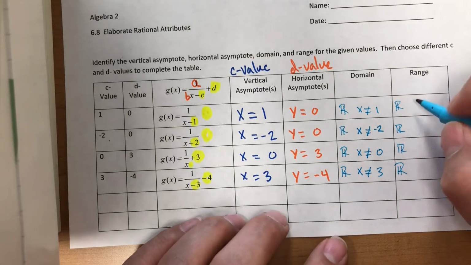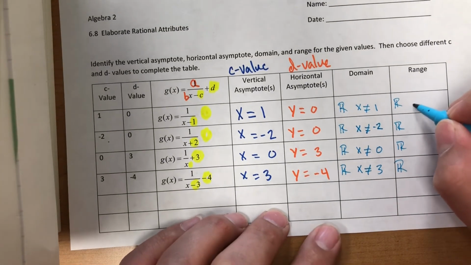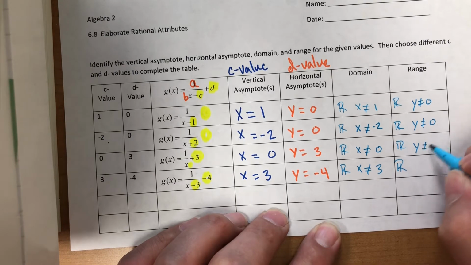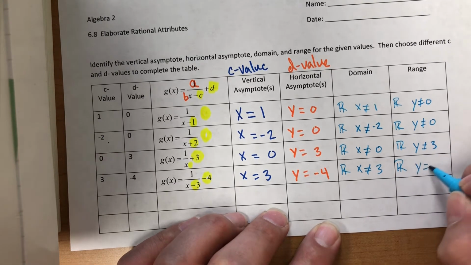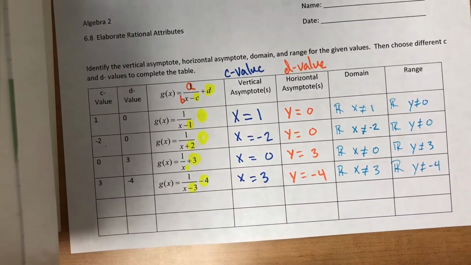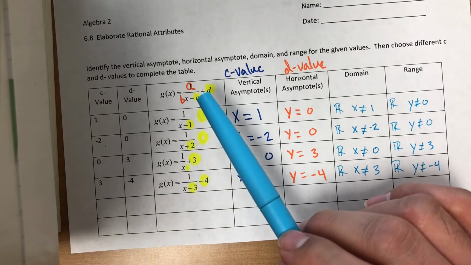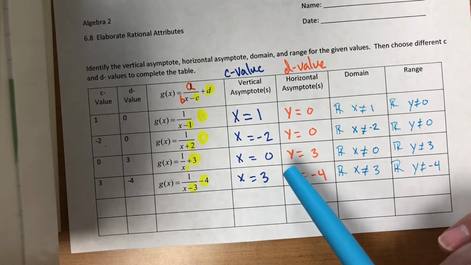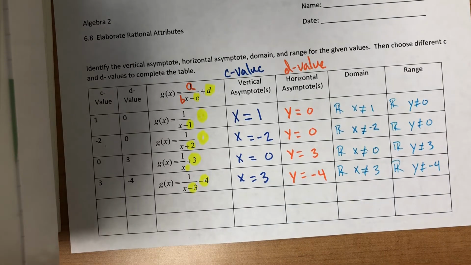And then the range, same process. For the first one, y cannot equal 0. Y cannot equal 0 for the second one. Y cannot equal 3 for the third one. And y cannot equal -4 for the last one. And so those are my domain and ranges. So really, all I did was, if I can recognize C and D, I should know my vertical and horizontal asymptotes, and then therefore I should be able to complete my domain and range correctly.